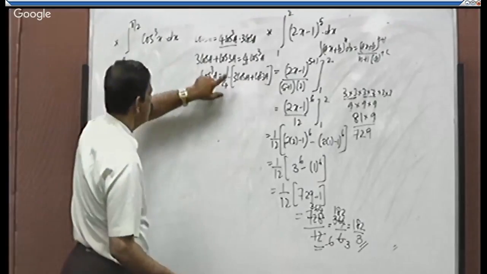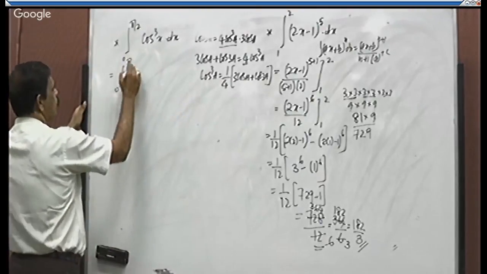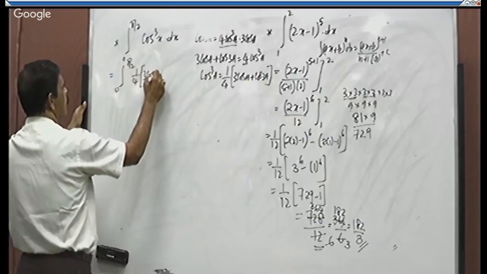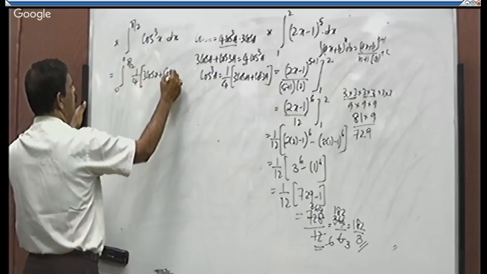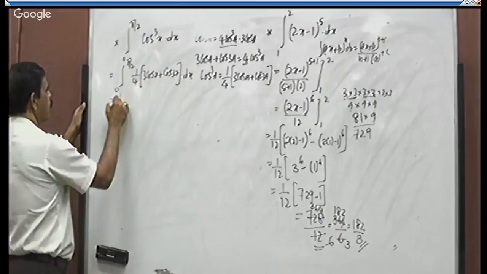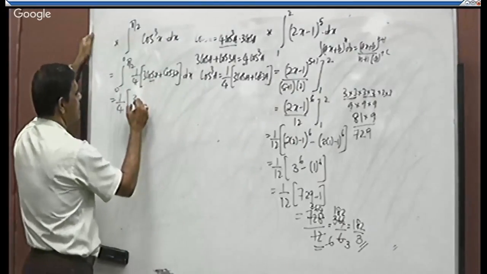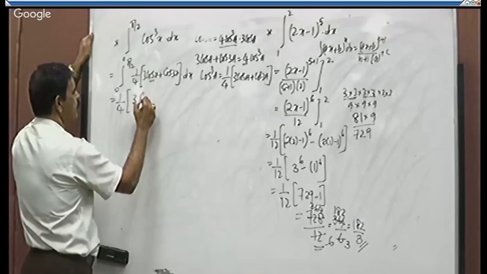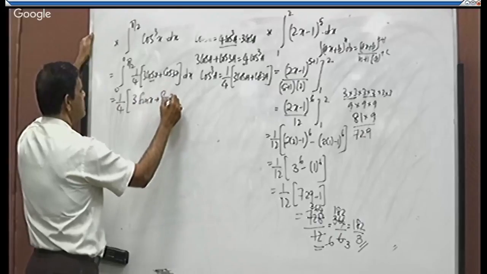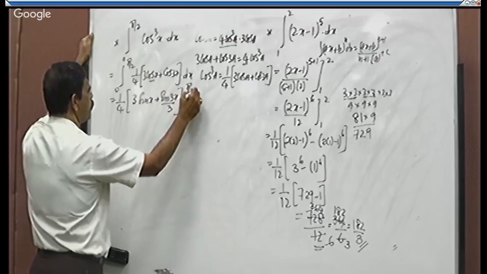According to this formula, the given integral reduces to 0 to pi by 2, 1 by 4 into 3 cos x plus cos 3x into dx. You take 1 by 4 outside, then integrate. Integration of cos x, keep 3 as it is. Integration of cos x is what? Sin x. Plus integration of cos 3x is what? Sin 3x divided by 3, 0 to pi by 2.